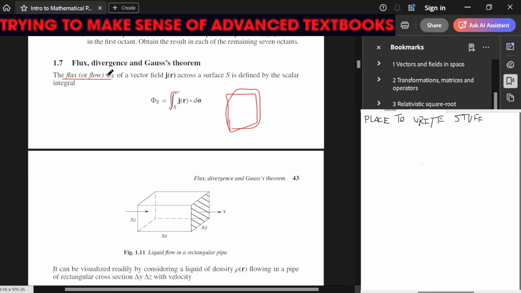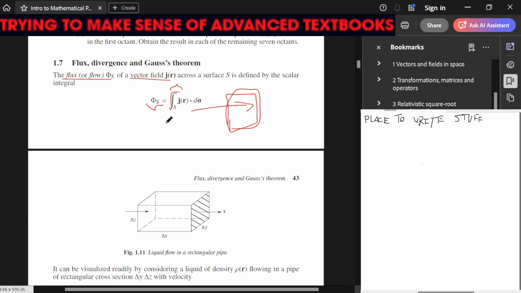The flux of flow. The flux of a vector field J(r) across a surface S is defined by a scalar. So it's a scalar. The flux is a scalar, like it's a number, I guess, equal to the sum of the dot products of these things.